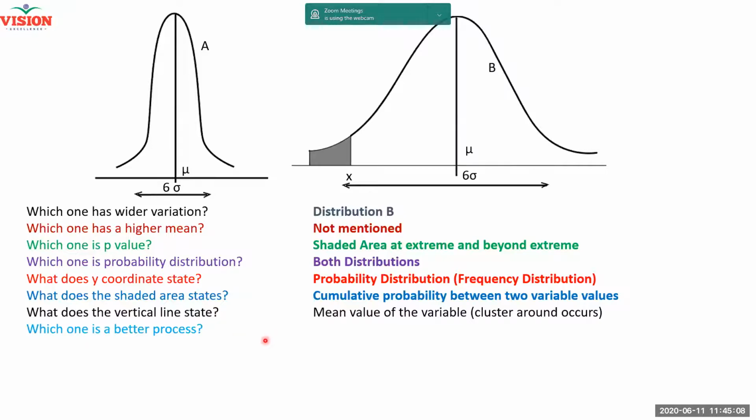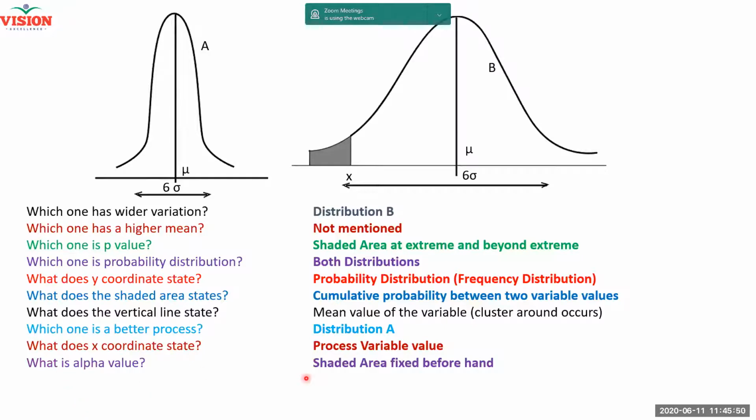Which one is a better process? Can anyone answer? A or B? Type A if it is A, type B if it is B. Ramakrishnan sir, time is 11:45. We have another 45 minutes. Okay, we will do it fast. Don't worry. Answer is coming. Which one is better process? The variation being low here, A is a better process. Yeah, people are saying A, right. What does X coordinate state? X coordinate is a process variable. Process variable value. This is what is very important for you, right?